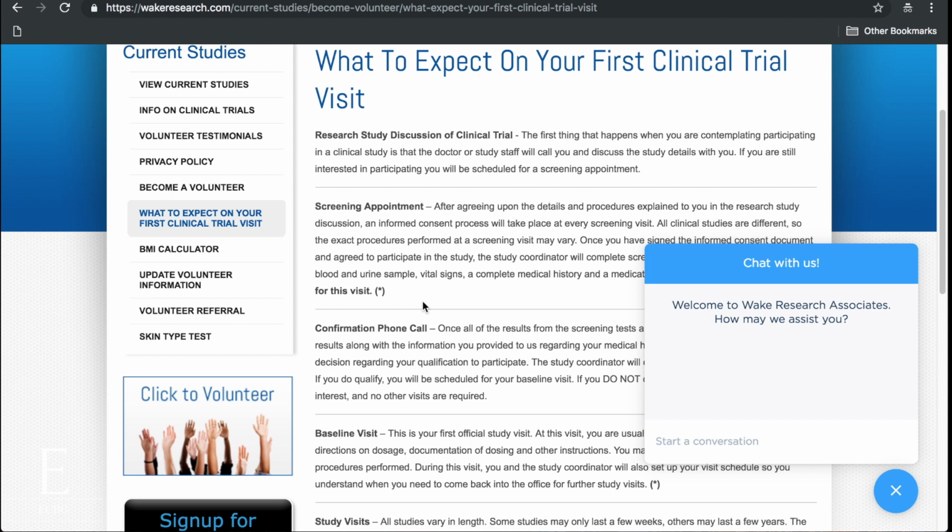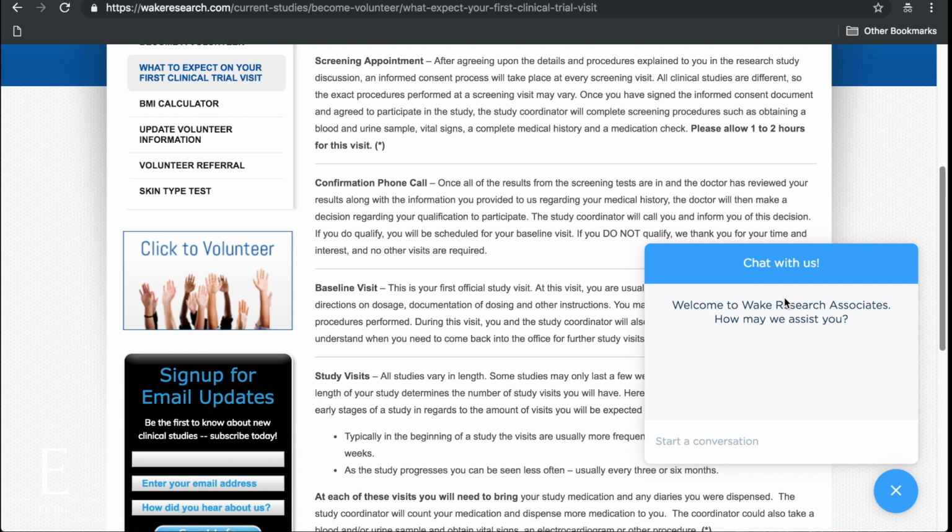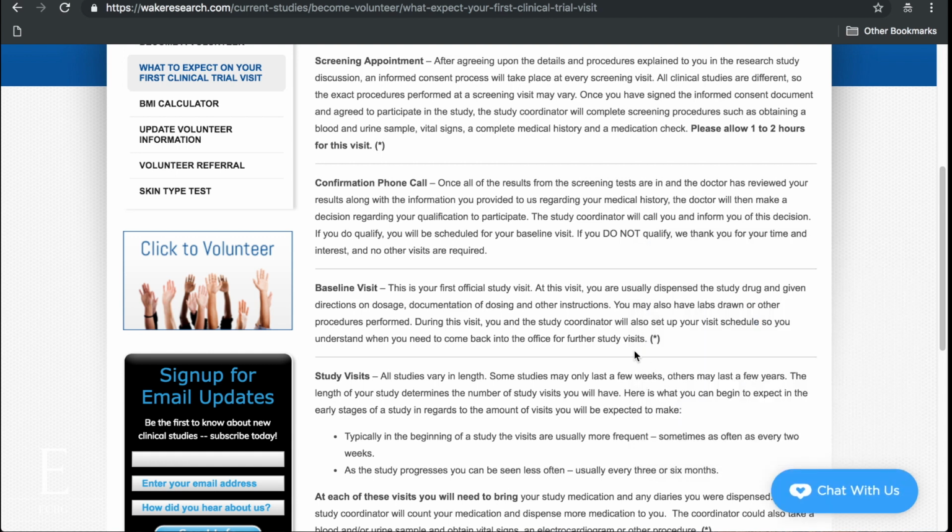So the definition of a baseline visit, and they've got it on this website too. The protocol baseline visit is going to consist of a bunch of procedures to establish the subject's physiological and disease parameters before the study drug is administered. So it's literally a baseline.